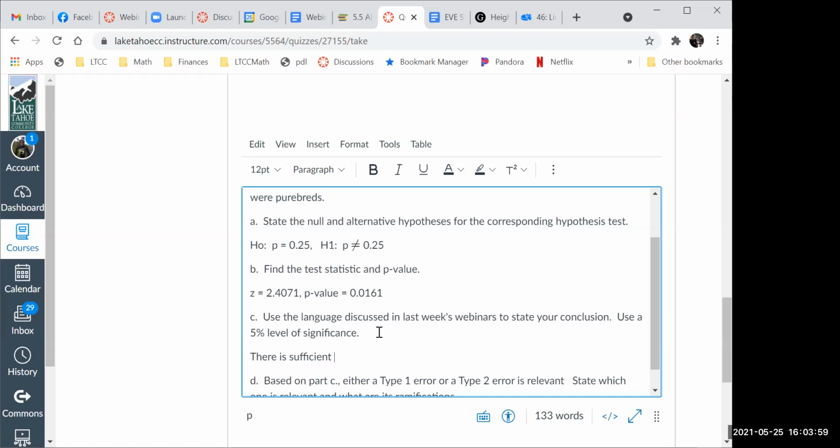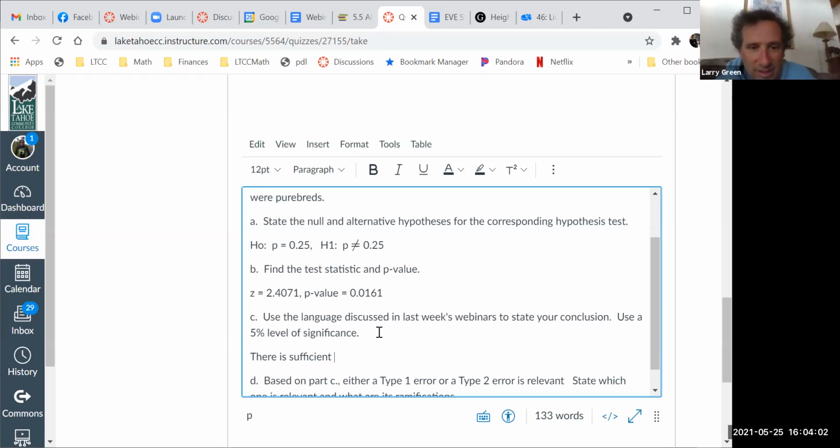You could also use statistically significant. Those mean exactly the same thing. Sufficient evidence to conclude that. Okay, and now you must refer to the population. If you don't refer to the population, I take points off.